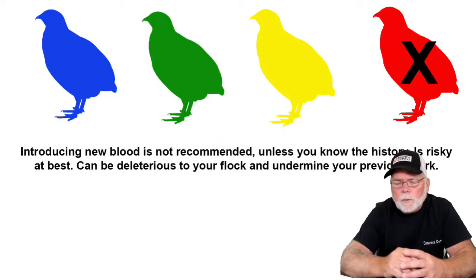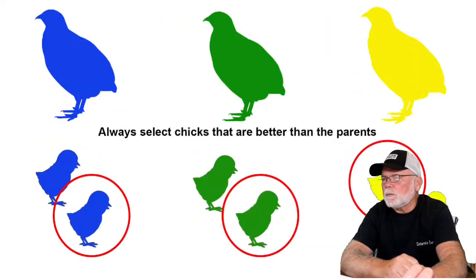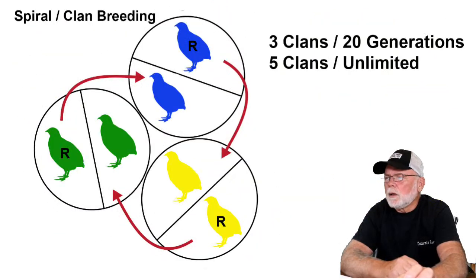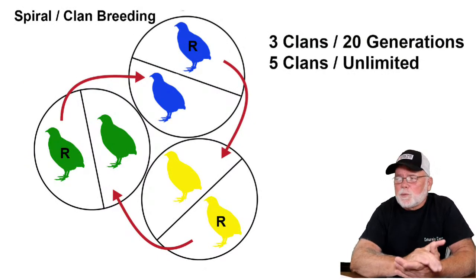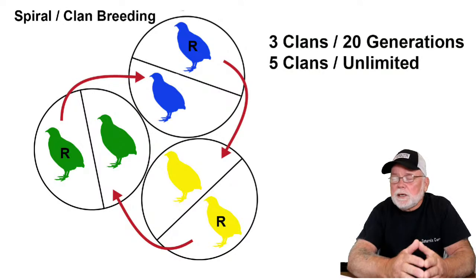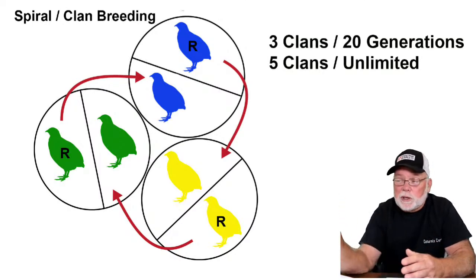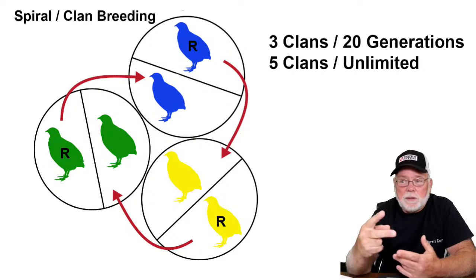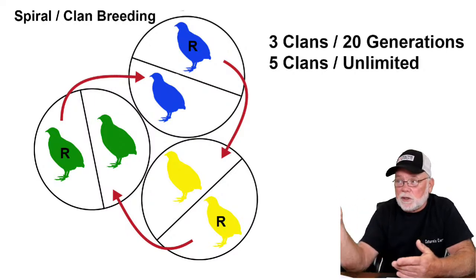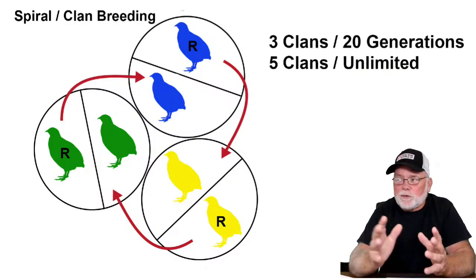So let me go back to one of these first pictures. No, let me go back a little bit farther. So to get the basic understanding of the spiral breeding program, all you got to remember is in generation one, this is your first generation when you actually put your three groups together. The three groups, obviously the rooster and the hen in each group will be the same color. In this case, two blues, two yellows, and two greens. So that's your first generation.